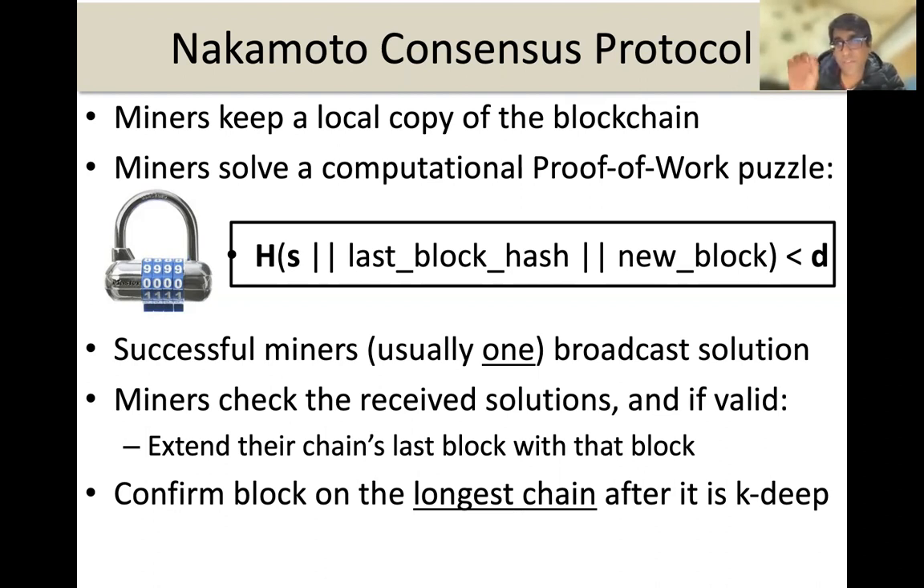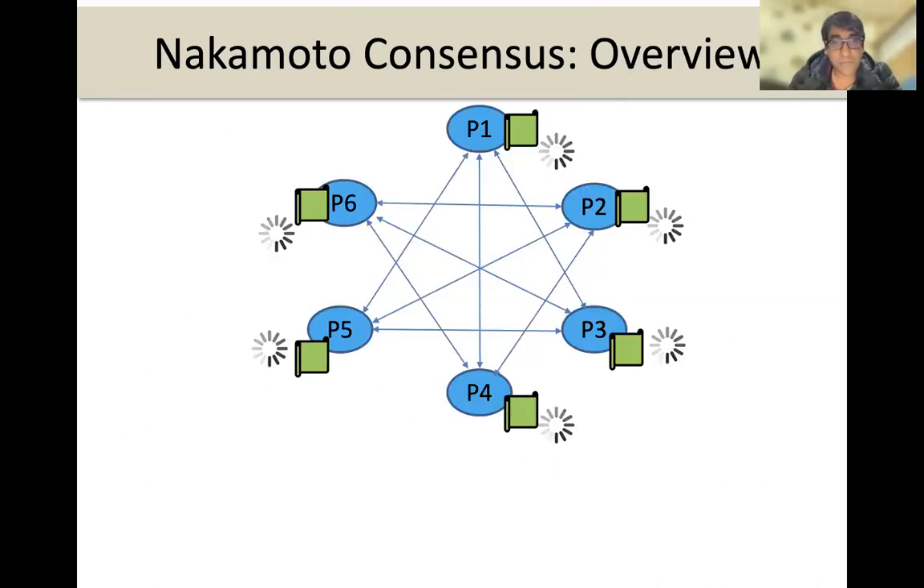Just remove the head of the chain, like let's say the 5 or 10 blocks at the beginning. In Bitcoin, it's supposed to be 6. Remove the top 6 blocks and confirm all the other blocks sitting on this longest chain. So here's another way to look at this from a bird's eye view. Imagine there are all of these computers sitting on this network.